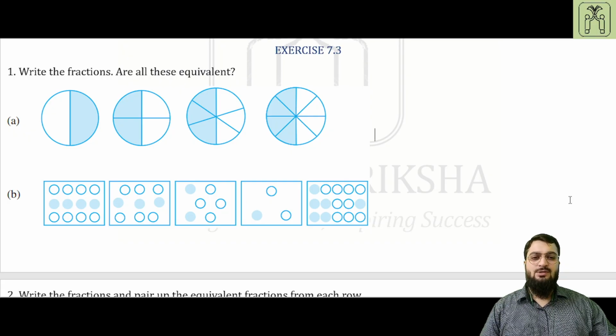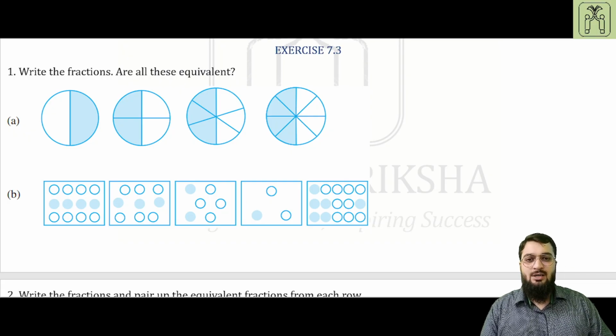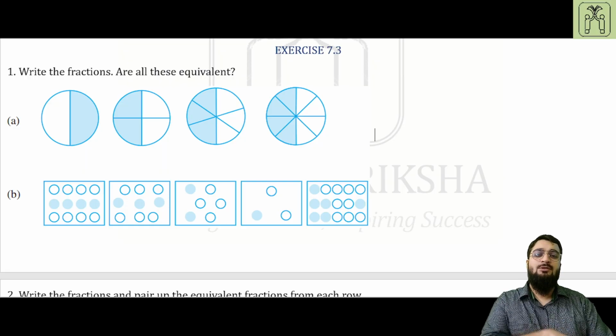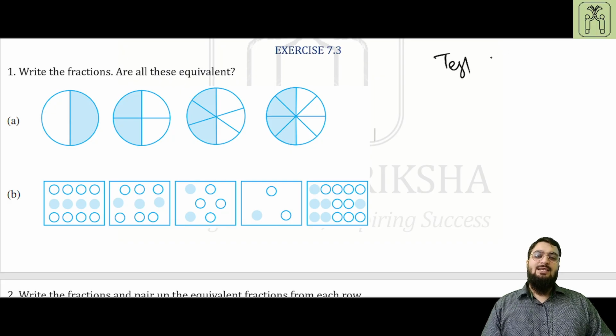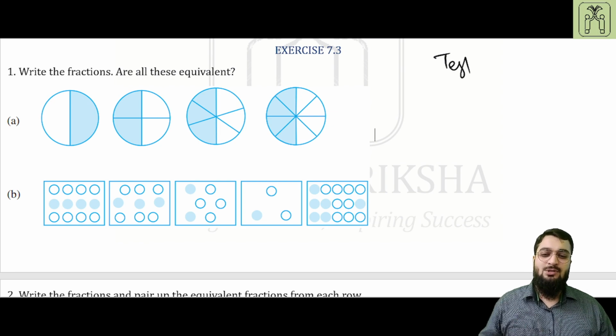So, today we'll be starting exercise 7.3, and I hope that you have gone through the previous videos in totality. Some of the concepts of previous chapters which have been discussed by me will be used, such as test for divisibility and the concept of comparison signs, and one of the previous concepts will be used, and I will let you know that later on.